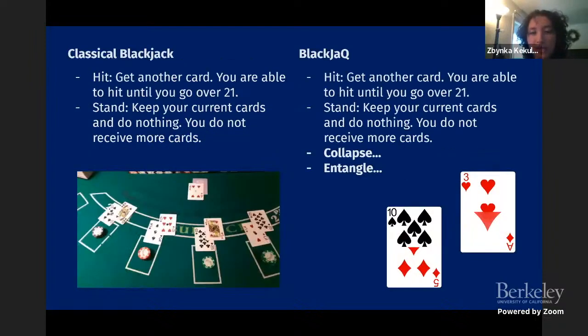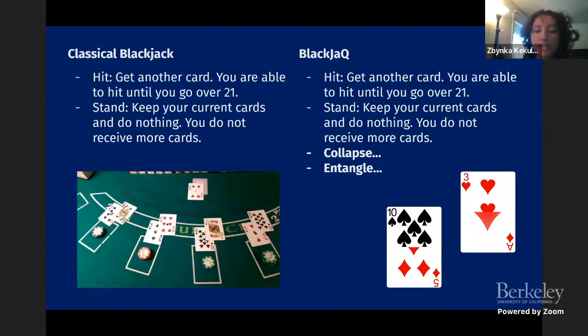And so classical blackjack and Blackjack Q. So if you're not familiar with classical blackjack, there are 2 things you can do in it. You can hit or stand. Hit is when you get another card. You're able to hit until you go over 21. And stand is when you keep your current cards and do nothing, you cannot receive more cards.